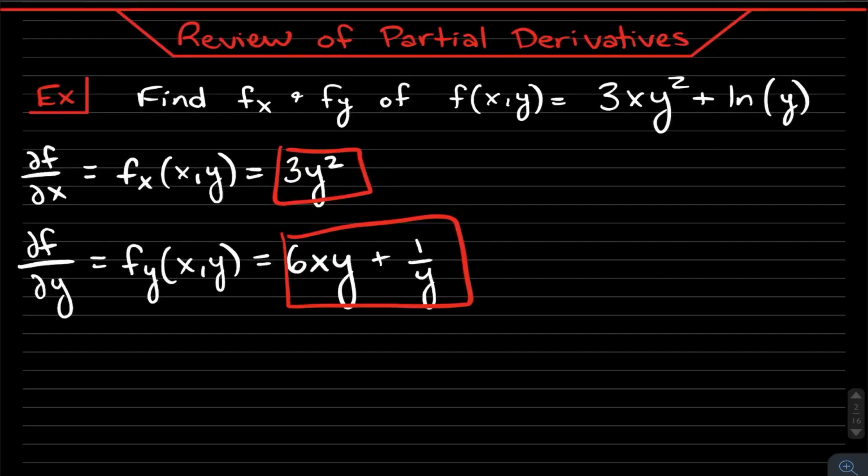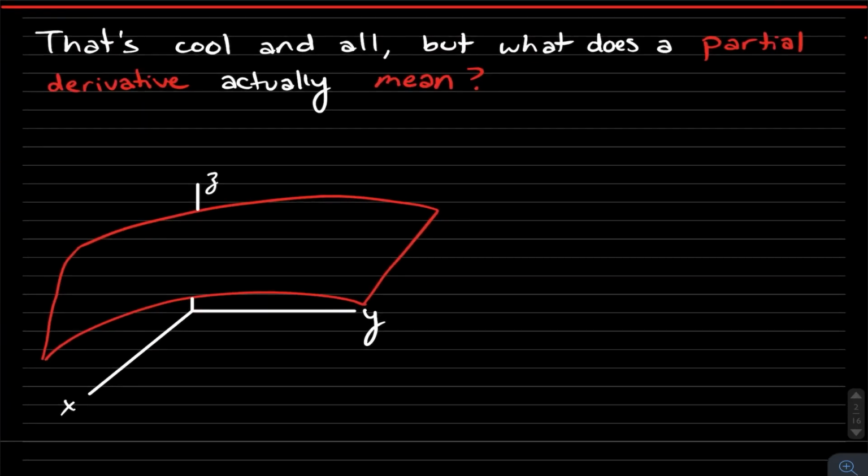So that was pretty nice, right? But now let's think about what partial derivatives are actually telling us. We want to know not just how to take partial derivatives, but why we're taking partial derivatives anyway. What significance do they have? Imagine you have some surface here, which I have drawn in red. What is a partial derivative actually telling you?